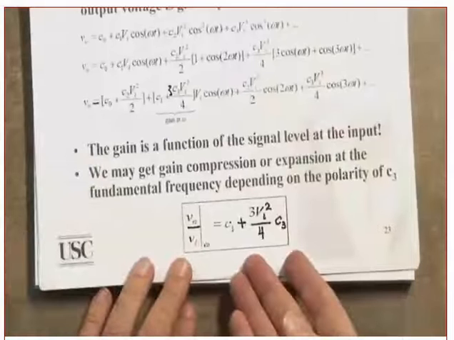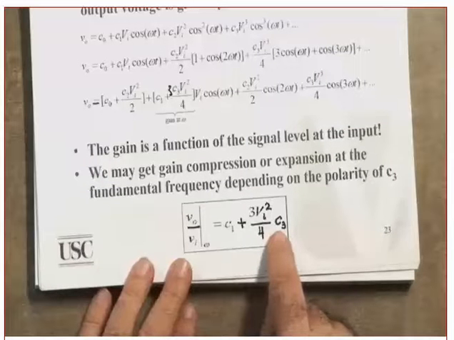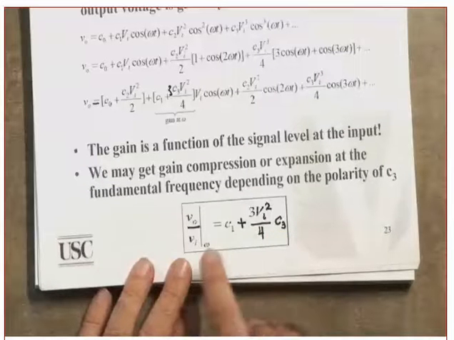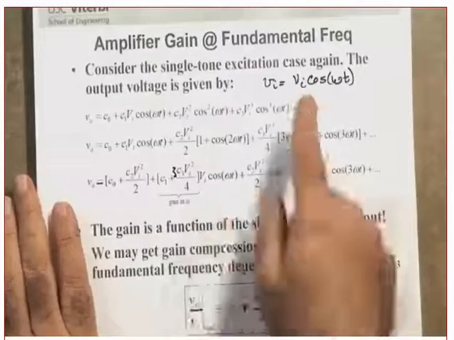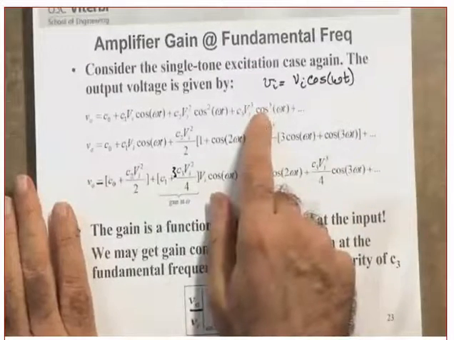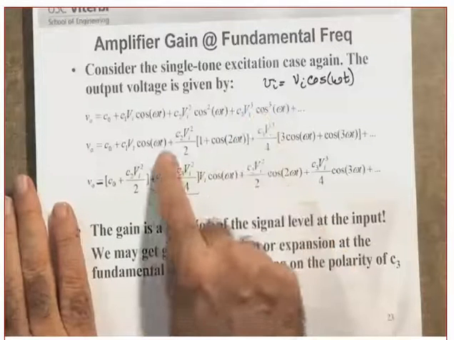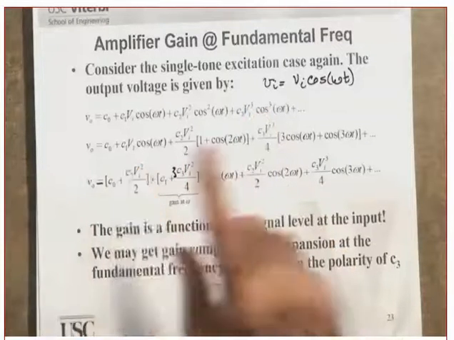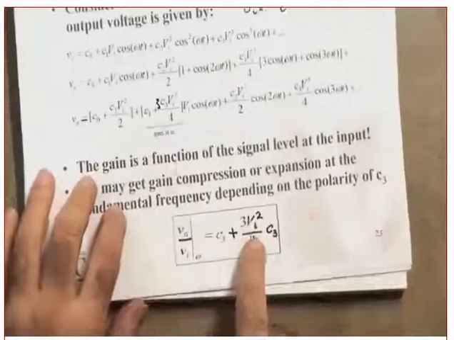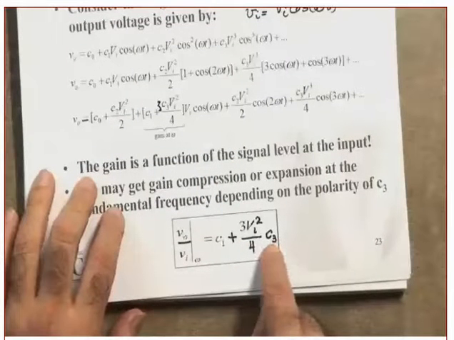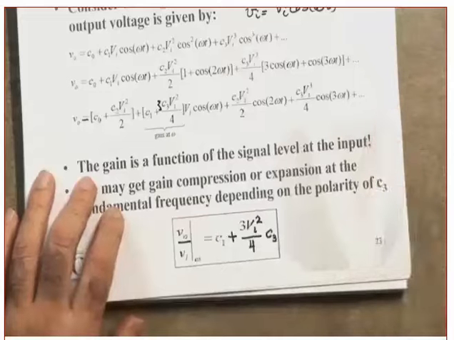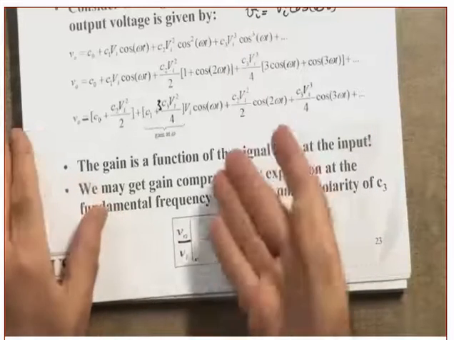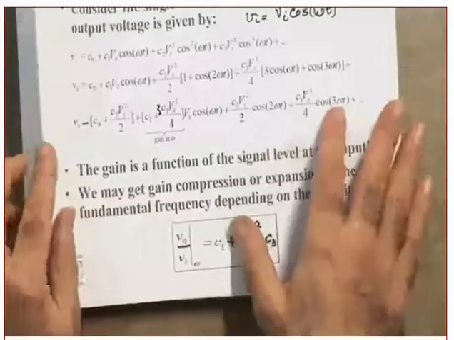Now, what is the problem with this? The problem is if C3 becomes negative. See, if everything is ideal, what should the voltage gain be? The voltage gain should be C1, which is this term. But because of the nonlinearity, we are getting this term. And if C3 becomes negative, then this will actually give you the compression. Clear? Now, how do I get the 1 dB compression?